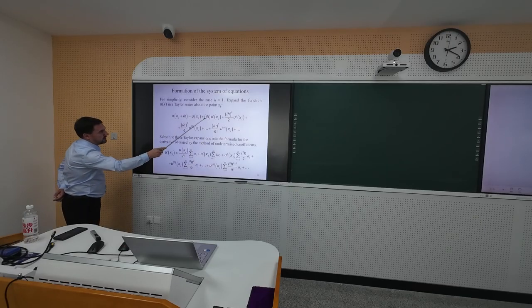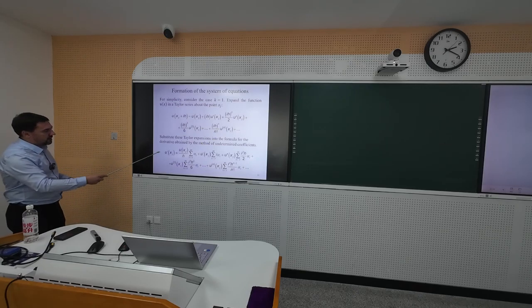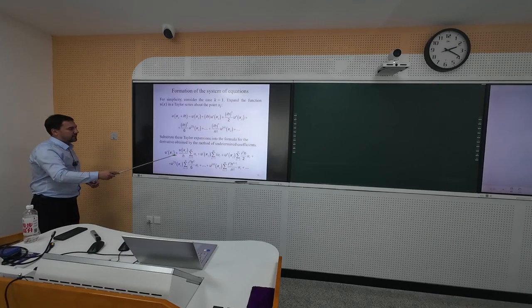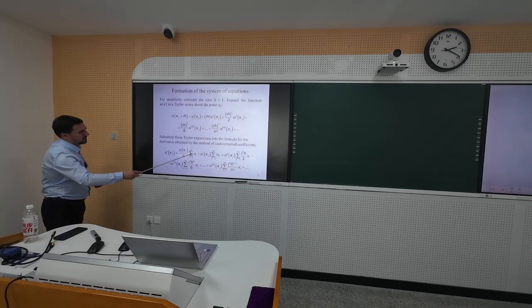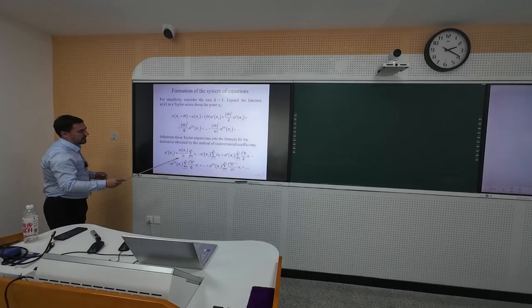Summation for this term, for this term, for this term, and so on and so forth. And then we should have a look at this expression. To the left, we have the first derivative of our function u. And to the right, we have this term, and this does not look like a derivative. It's just some combination of values of our u at different points.